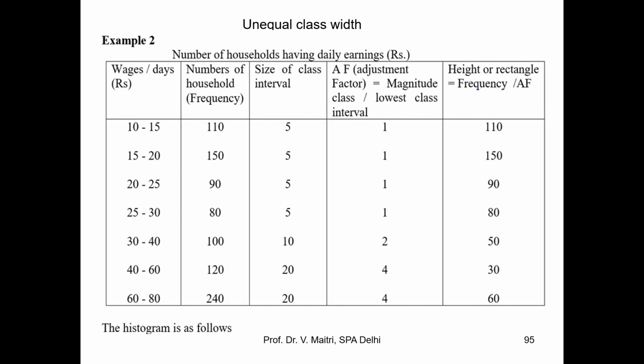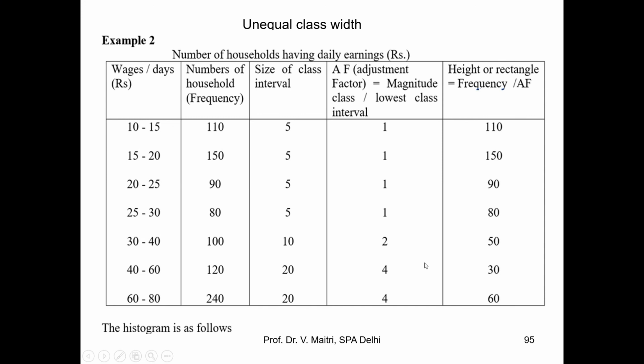Now, up to now we have discussed equal class width. If it is an unequal class width, for example number of households by their daily earnings: 10 to 15, 15 to 20, 20 to 25, 25 to 30, 30 to 40, 60 to 80. Just see, here the class interval is 5, 5, 5, 5, here the class interval is 10, here the class interval is 20.